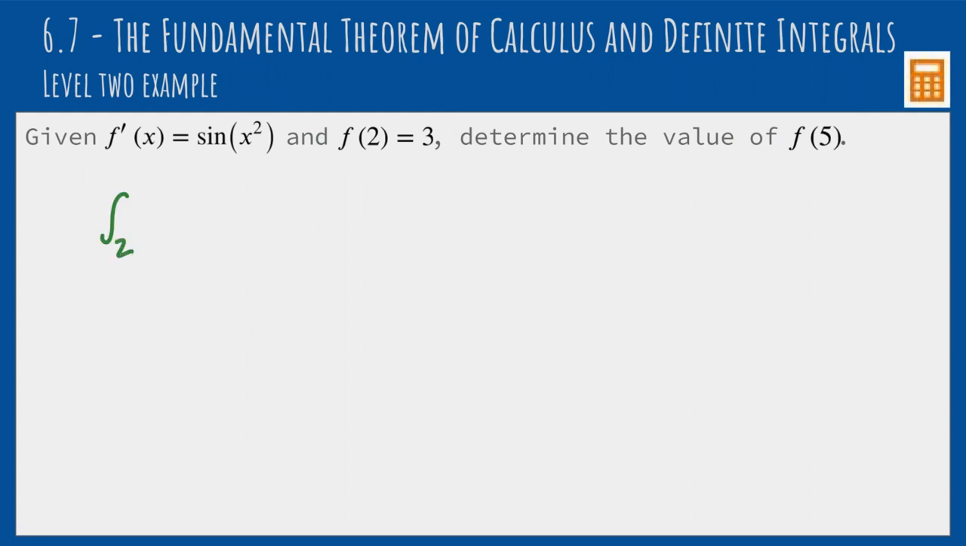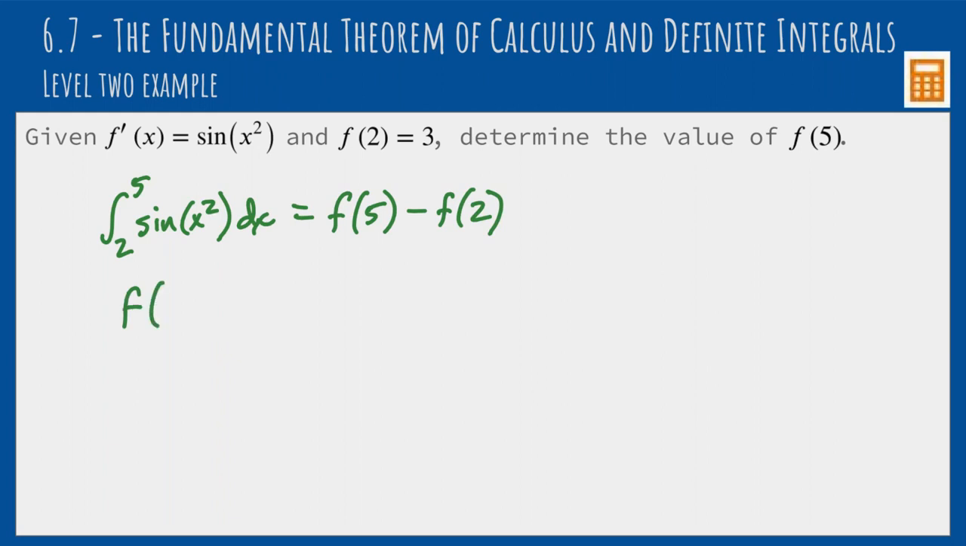So if we evaluate the integral from 2 to 5 of f prime of x, and I'm going to replace that with sine of x squared, then that's going to be the antiderivative. So the antiderivative of f prime is f, evaluated at 5, minus the antiderivative evaluated at 2. Okay, so just rewriting exactly what I have there, f of 5 is going to equal f of 2 plus the integral from 2 to 5 of sine of x squared dx. So again, this looks like that net change formula I showed you on the last problem.